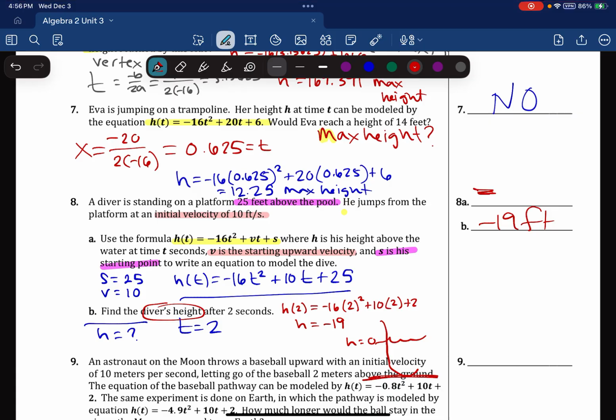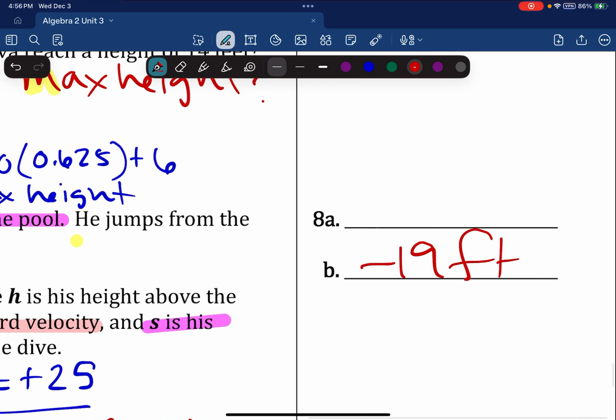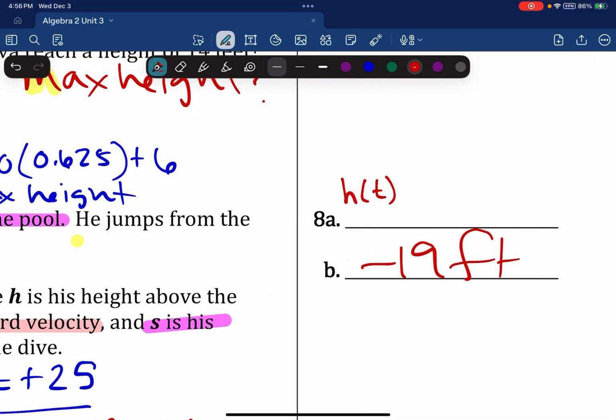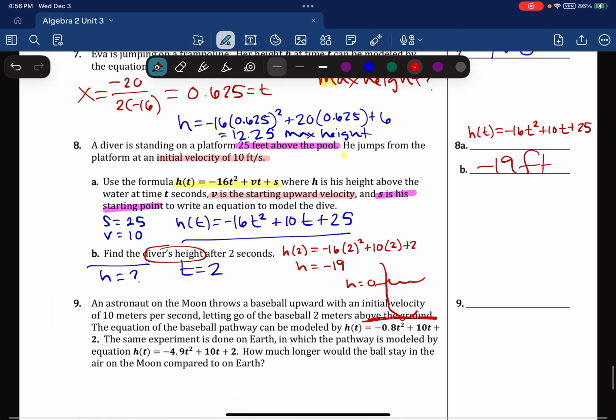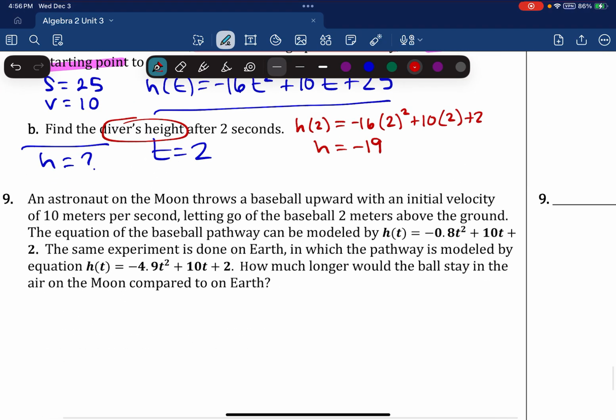This is our equation that we wrote. H of t equals negative 16t squared plus 10t plus 25. So the only time we can have a negative is when the negative makes sense, when you can actually go below where the 0 place is.